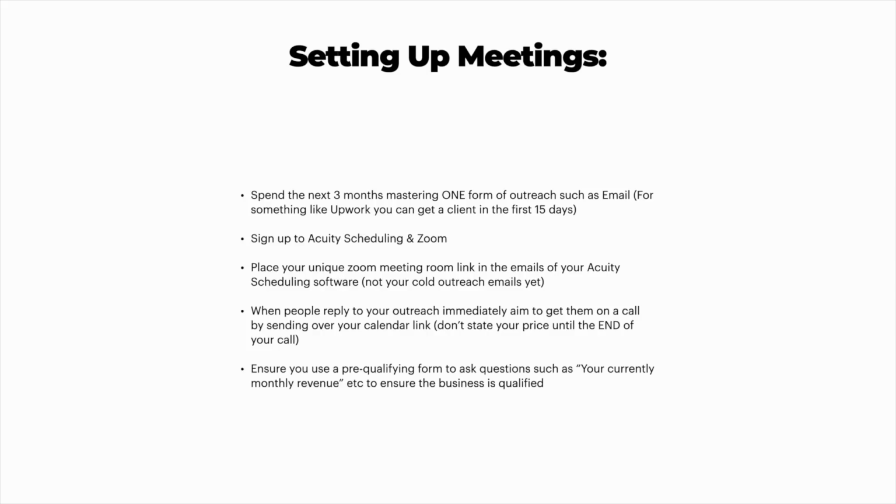So when you sign up for Acuity Scheduling, it allows you to create questionnaire forms basically. And what you can do with this questionnaire form is make sure you're asking questions such as, what is your current monthly revenue? What's your goal figure? What's stopping you from achieving your goals? What's your current monthly marketing budget? That sort of stuff. And these are all to ensure that you qualify these businesses before you even jump on a call with them. So you can actually see who's booked in a call, when they booked it in for, and what their answers were to these questions.